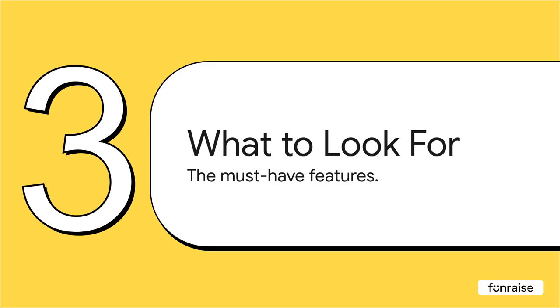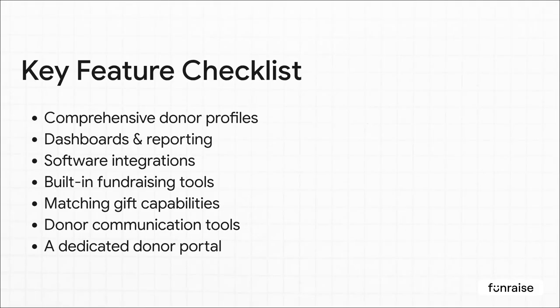All right, are you convinced you need one? Great. But listen, not all platforms are created equal, so let's look at the non-negotiable features you should absolutely be looking for. Think of this slide as your shopping list. You'll want detailed donor profiles and easy-to-read dashboards, obviously, but also look for key software integrations and built-in fundraising tools. Things like corporate gift matching capabilities or even a dedicated donor portal can make a huge difference because they empower your supporters to give more. The goal here is to get as much of this in one seamless system as possible.